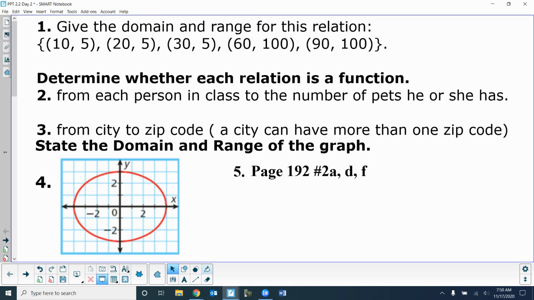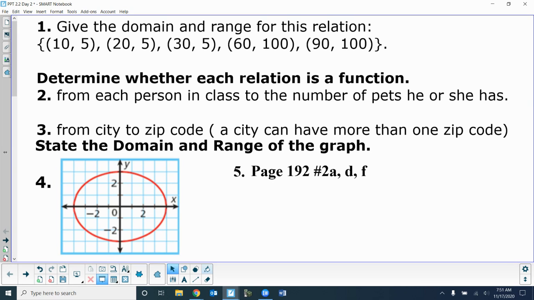5, 10, no, 5 is right. What else? 5 and 3. Range. Oh my gosh. 5 and, what, 100? Yeah, just those two. All right. I'm getting them wrong. Remember, domain is X's, range is Y's.